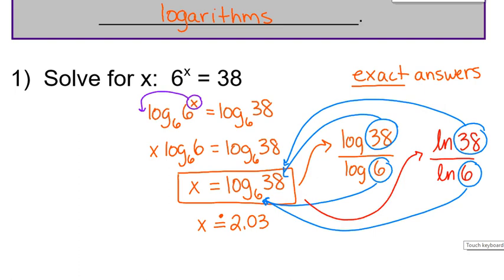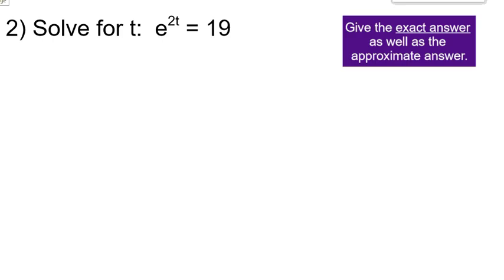Let's move on to problem number 2. Solve for t. And again, we're going to give the exact answer as well as the approximate answer. We have e to the 2t equals 19. Okay, so what logarithm will undo e to a power? It would be log base e. And log base e is known as natural log. So natural log of the left and natural log of the right.